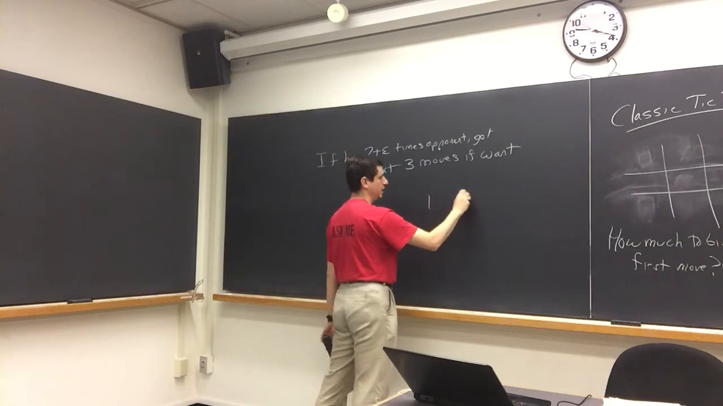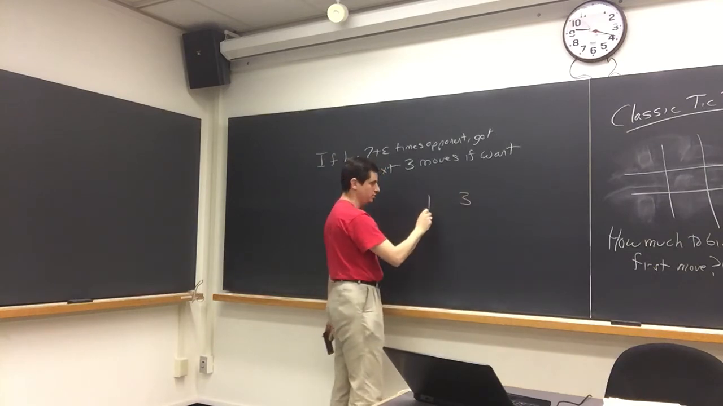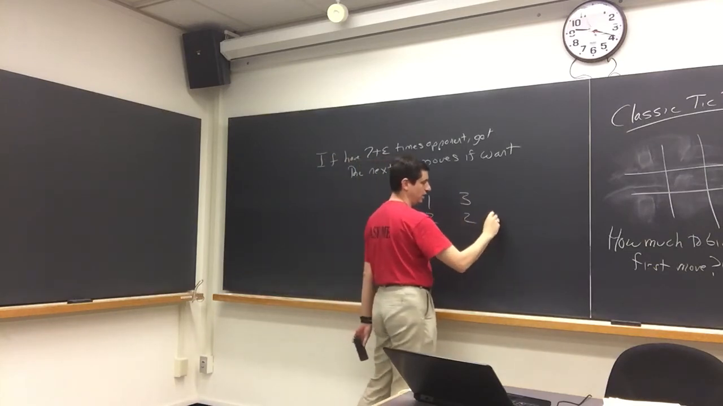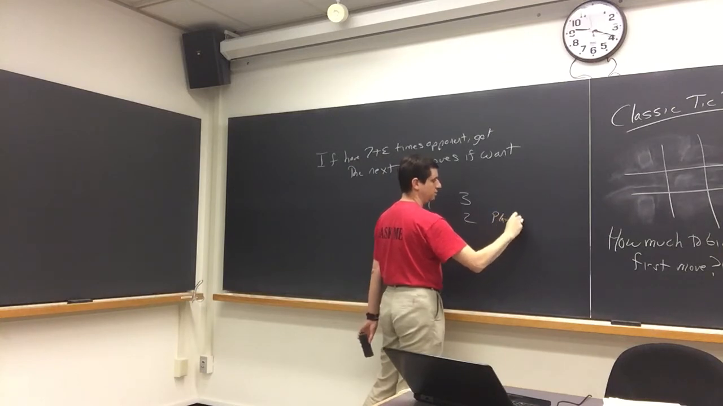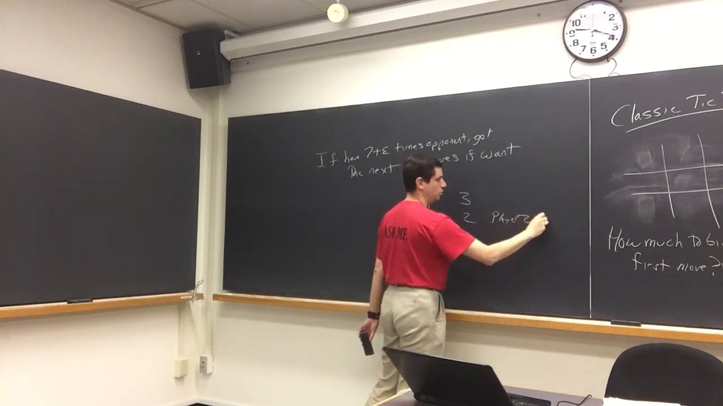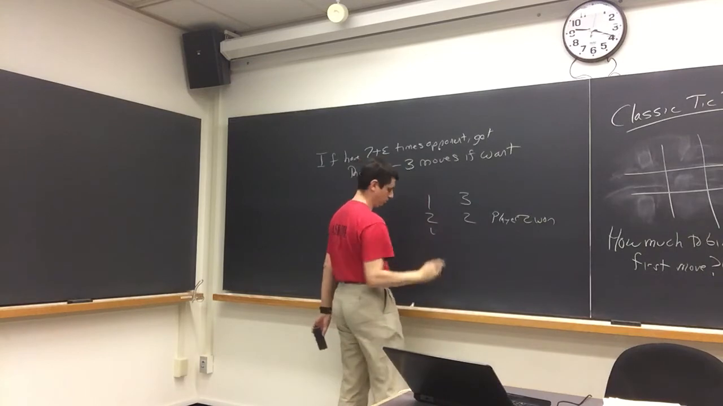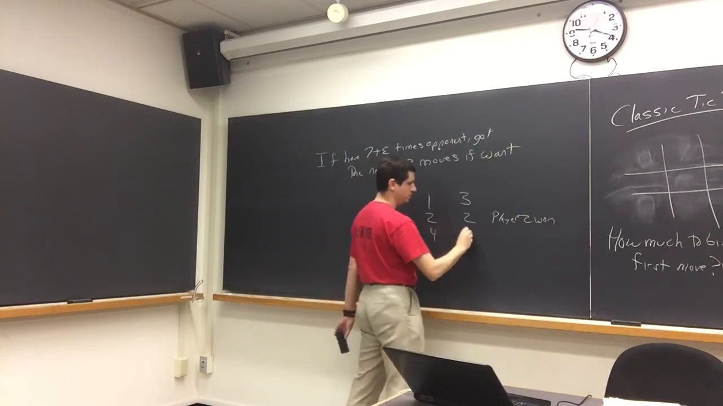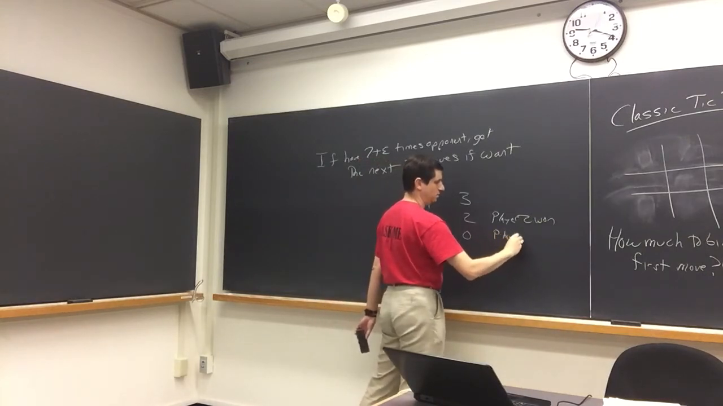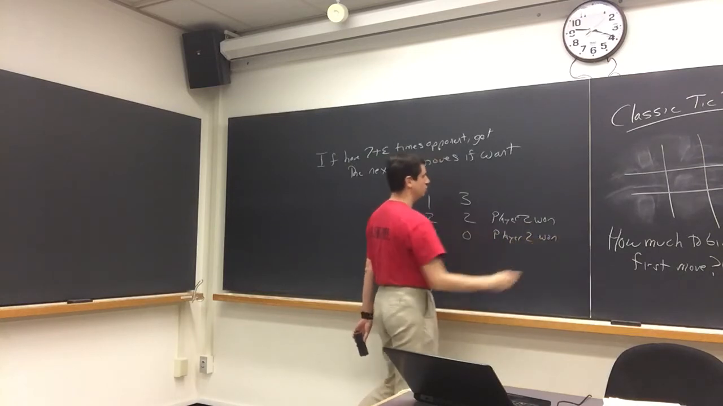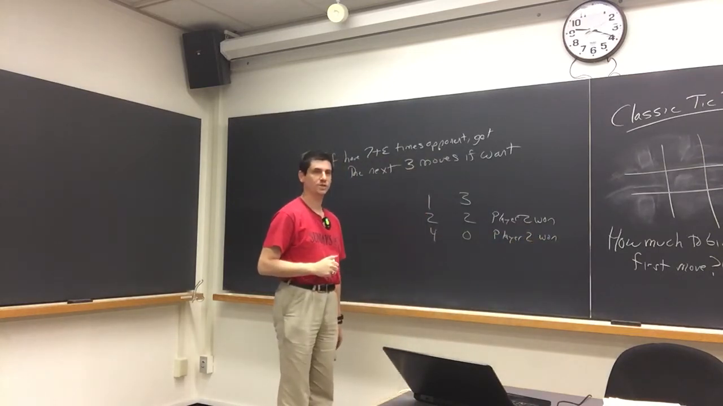So if we have 1 and 3, we bet 1, so this would go up to 2, down to 2, player 2, 1. We would go up to 4, 0, player 2, 1. So with 3 plus epsilon, we would get the next 2 moves.